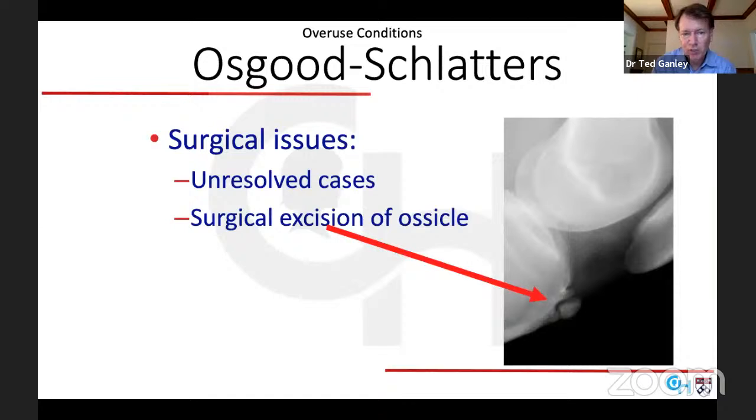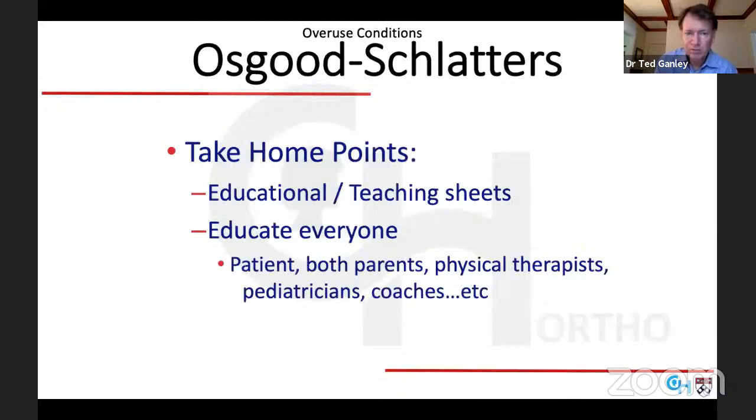Surgical issues, if there are unresolved cases, surgical excision of the ossicle, it's rare. We have about 70,000 patients a year through our system, and I tend to get these kinds of things, but I'll only have to do that about once every year and a half or so. So it's pretty rare in our system.